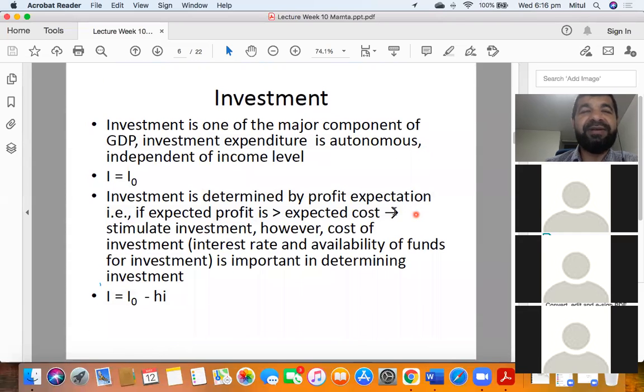Next, we'll talk about investment. What does investment refer to? Investment is one of the major components of GDP. Investment expenditure is autonomous, independent of income level. Investment is determined by profit expectations. If expected profit is greater than the expected cost, it stimulates the investment. What do they mean by this?